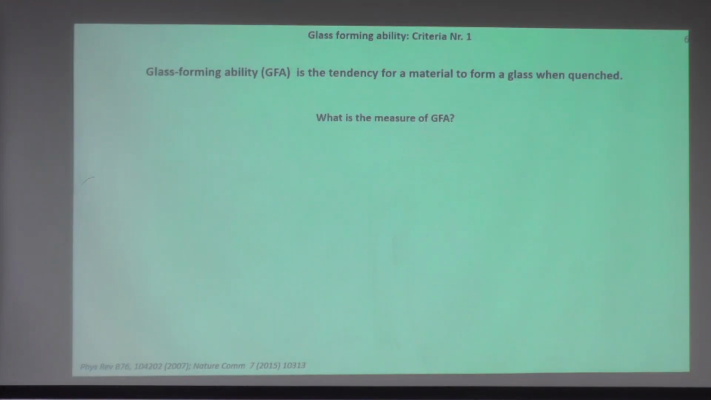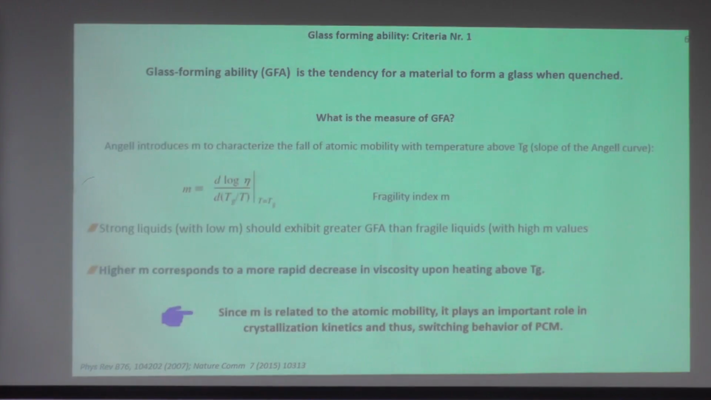So now let us look at the glass forming ability. What is it, and what is the measure of glass forming ability? Glass forming ability is the tendency of a material to form a glass when quenched. One measure of this was also introduced by Angell: the fragility index, which can be obtained from the slope of the Angell curve.